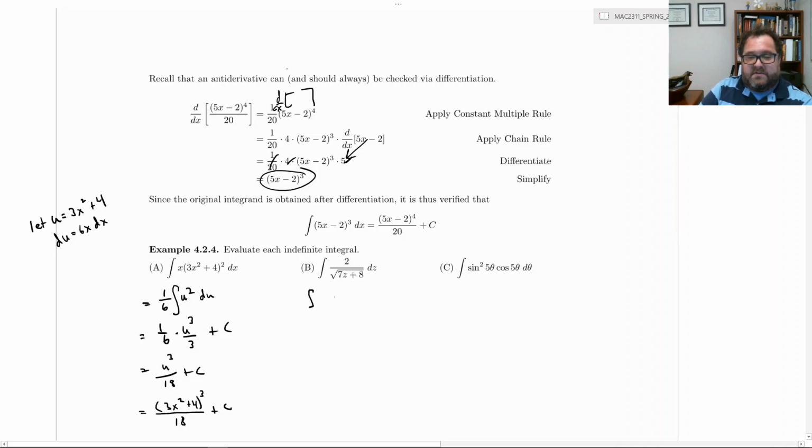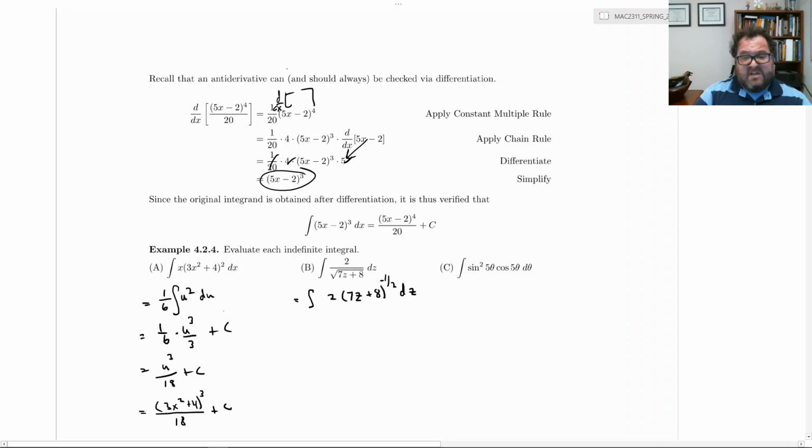This is going to give us 2 times 7z plus 8 to the negative 1/2 power dz. All I've done there is rewrite algebraically its equivalent form. No big deal at all. Okay. Now let's make our substitution.